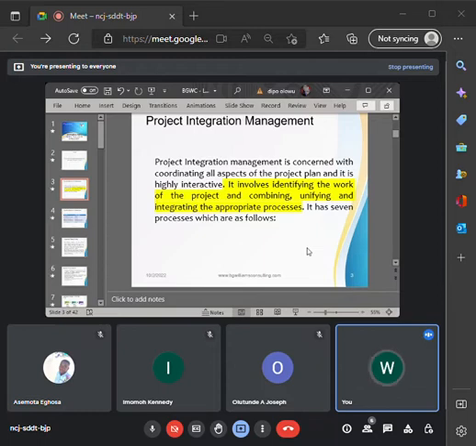No. That is why you see this definition. You said it involves identifying the work of the project, which aspect of that project that you need to combine, unify, and integrate the process appropriately. Okay, so that is what project integration management is.